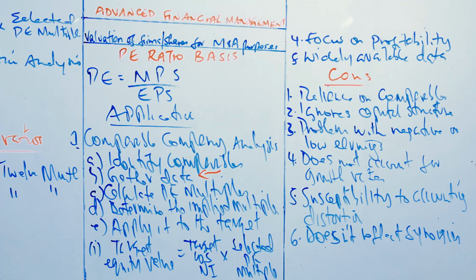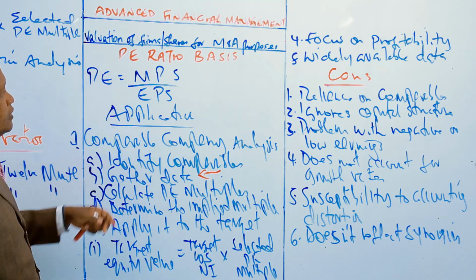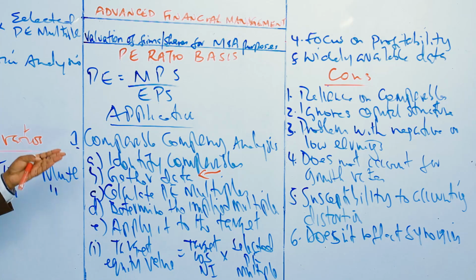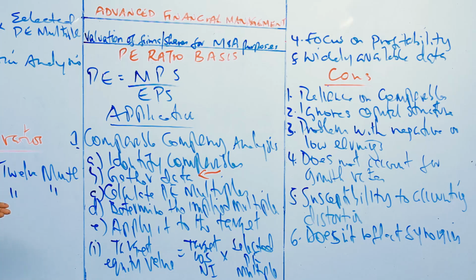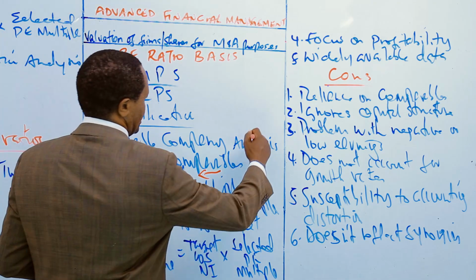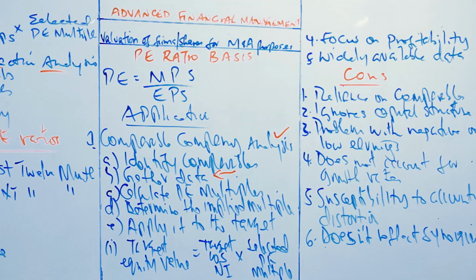So that's all for our today's lesson on valuation of firms or shares for M&A purposes. Today we focused on the PE ratio. We've seen how the PE ratio can be applied. There are two ways. One is through comparable company analysis, and I've given you the stages. Then there is also the precedent transaction analysis. I've explained how that is done.